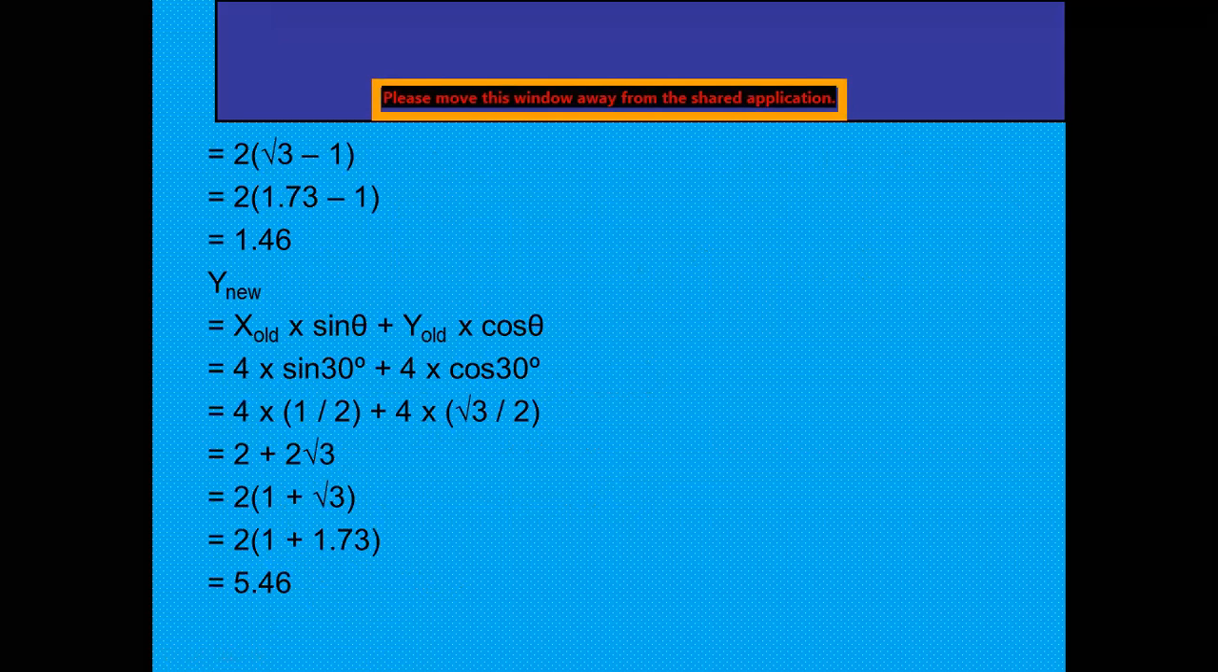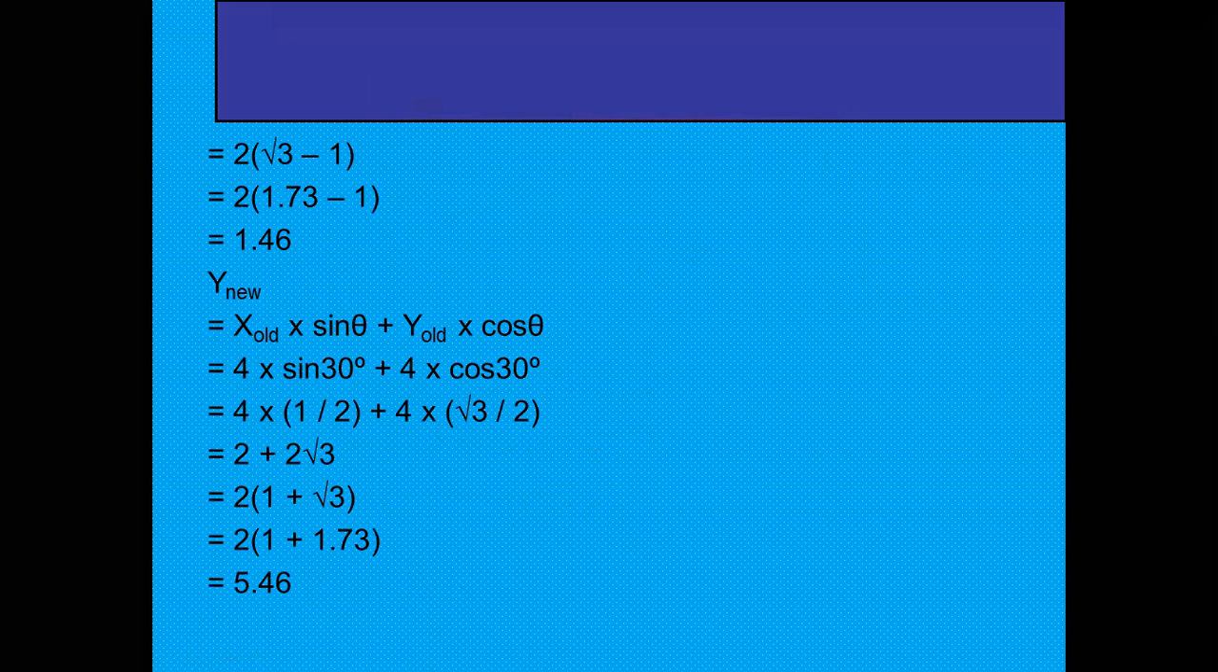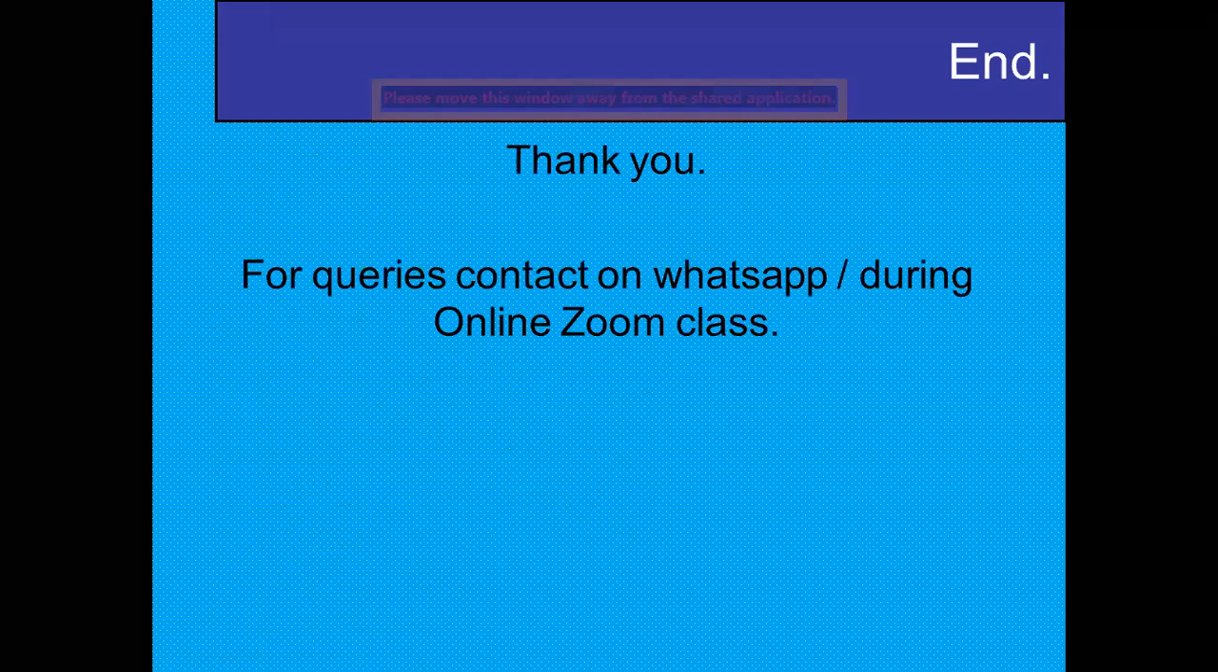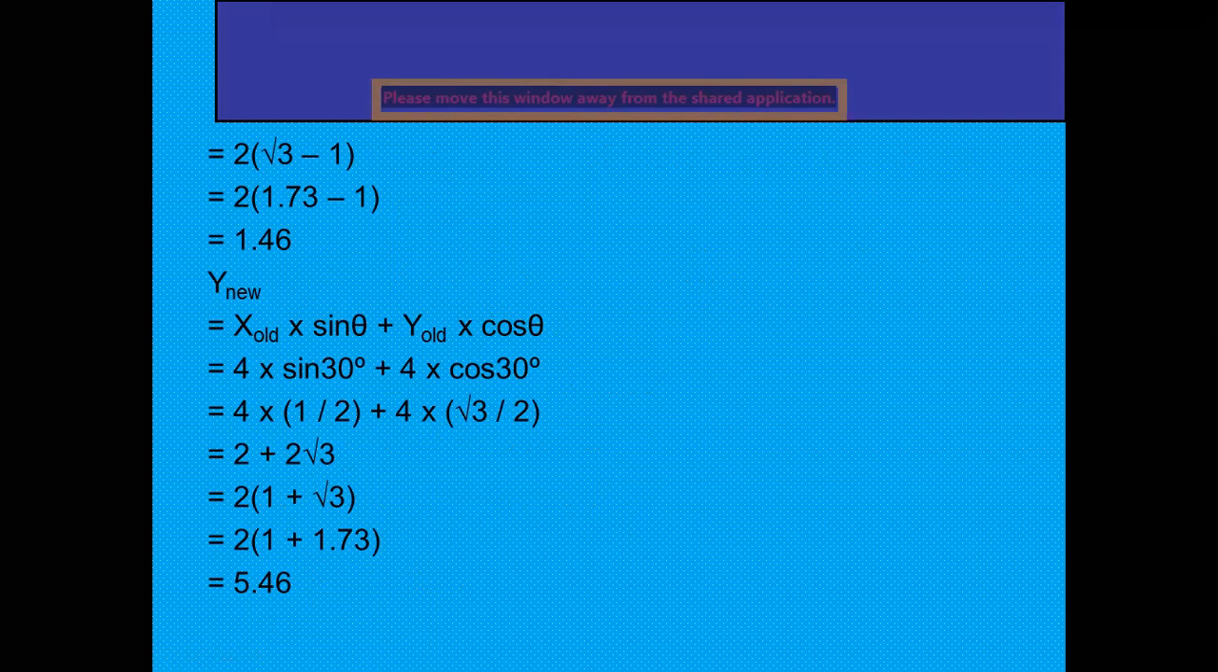Now we can calculate y new. We will write the formula first and then put in the values of theta and x old, y old directly. So it will come to 5.46. This is the last problem for this 2D transformation. Next we will consider a few more problems.